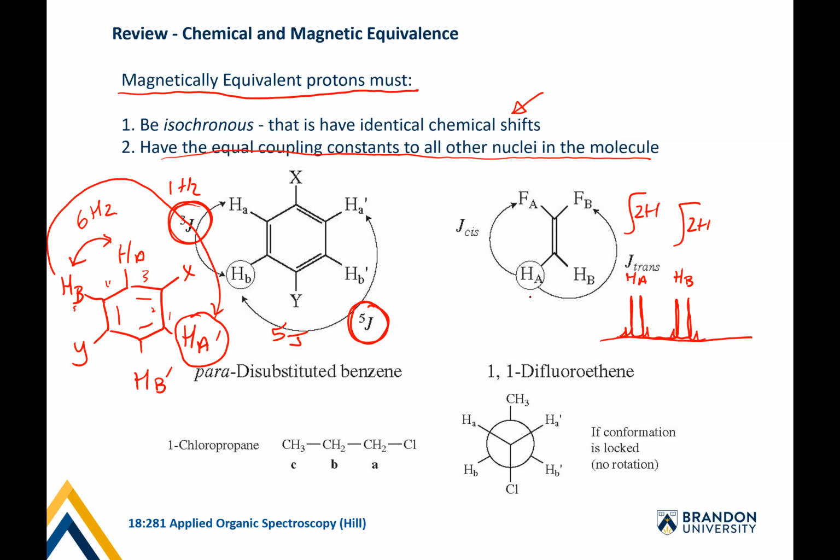This is another example here. HA would couple to the fluorine. One would be a cis coupling, one would be a trans, so they wouldn't be the same. Now, if you've got free rotation, then this doesn't become a problem. So just like all these would be chemically equivalent and magnetically equivalent, so would these, so would these. So when there's free rotation, it's not a problem, but it's when things have a locked configuration.